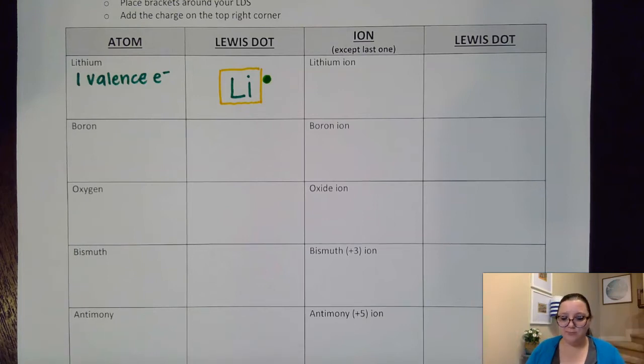It's that easy. So now let's do another one. Boron. So we want to think about what element boron is. That would be B.